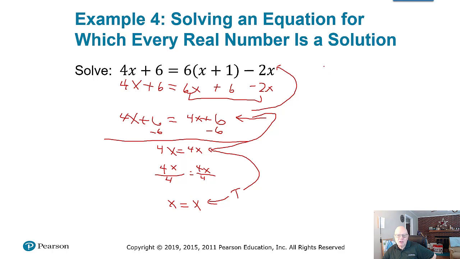So what does the solution look like? The solution set has all real numbers.